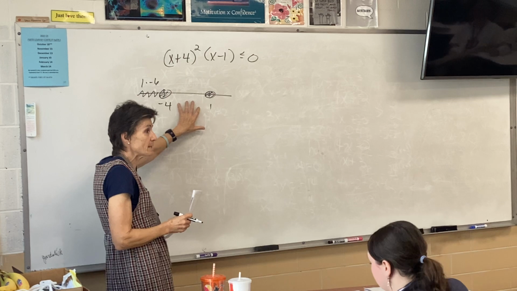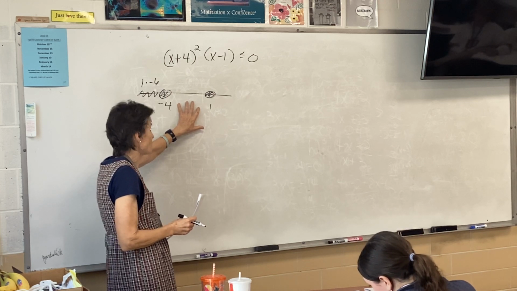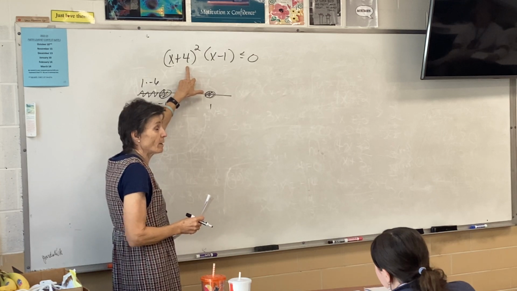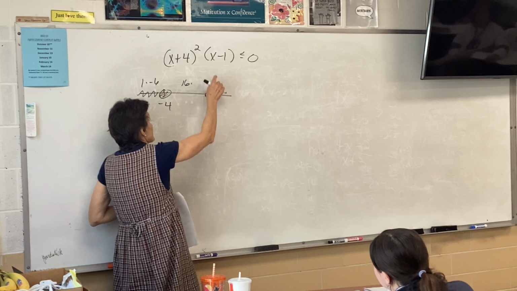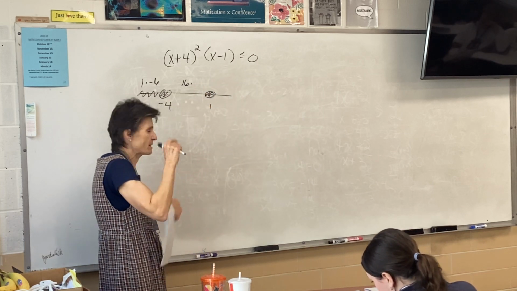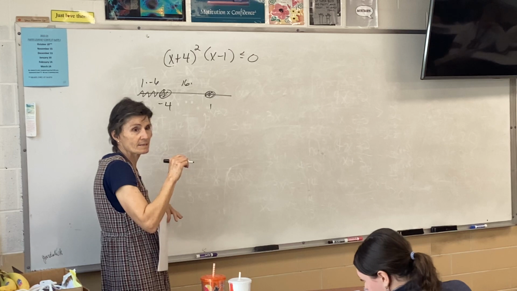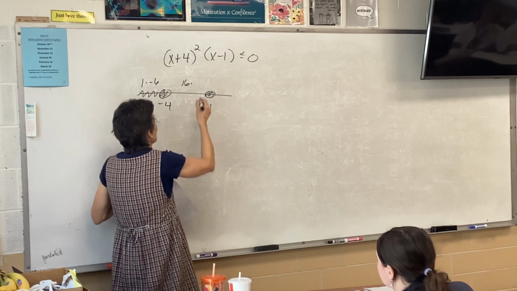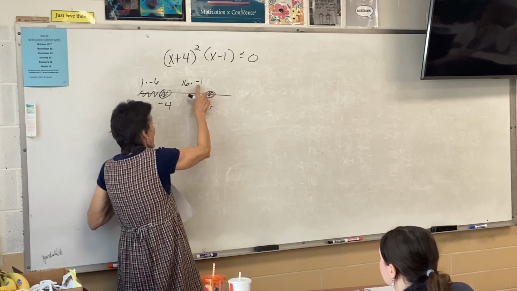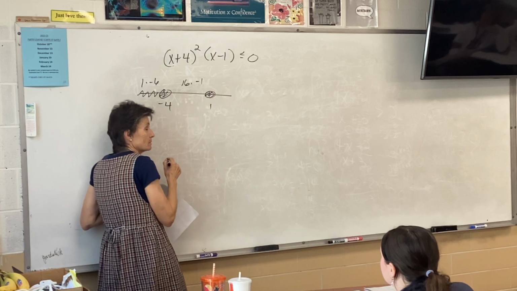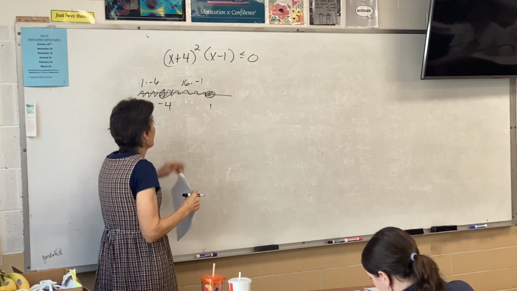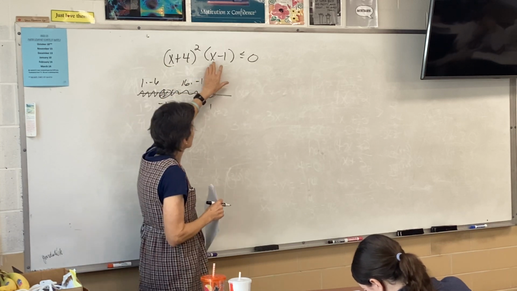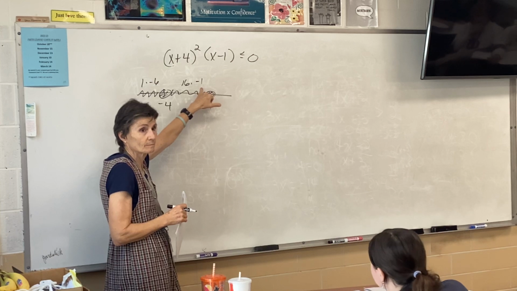Alright, now, a number in here, no alternating this time. 0 is a great choice, I love 0. 0 plus 4 is 4, squared is 16. And 0 minus 1 is -1. Multiply, negative. Is that number less than 0? Yes, so that one's shaded also.